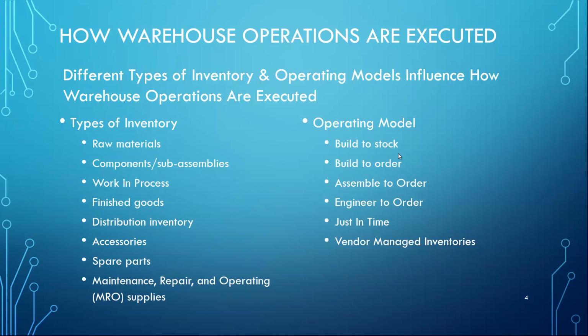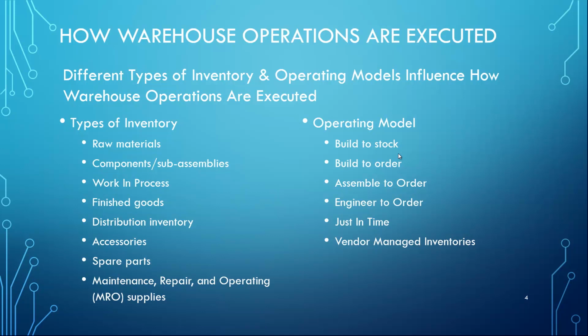Examples of types of inventory are the raw material. When you have raw material, it would be different than the components or sub-assemblies of an item. And then we have work in process, we have finished goods, we have distribution inventory, we have accessories, spare parts, maintenance, repair, and operations supplies.